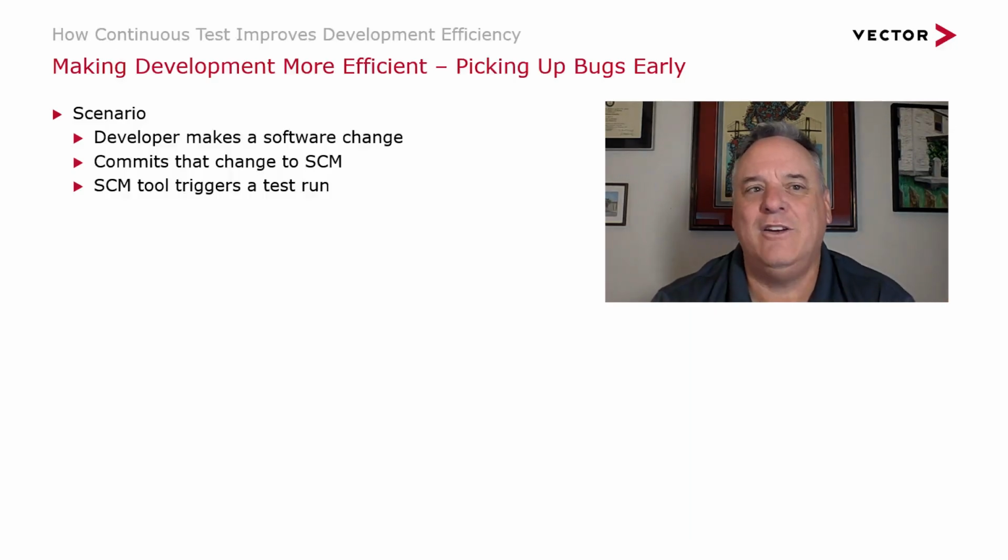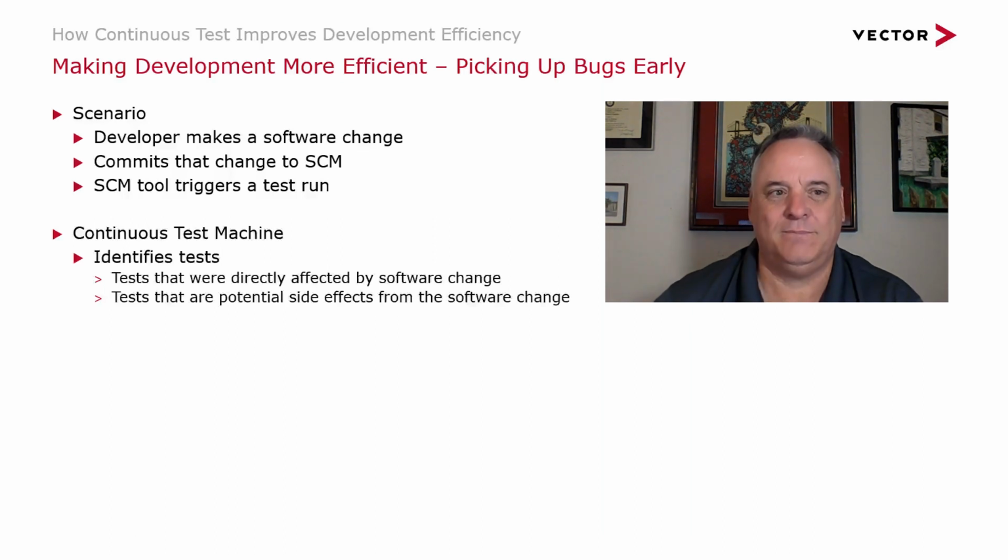Now let's look at how continuous tests can improve your development efficiency. Making your development more efficient really comes back to picking up the bugs early. So let's look at the scenario here where a developer makes some software changes. He commits that change to SCM, and that SCM tool triggers a test run.